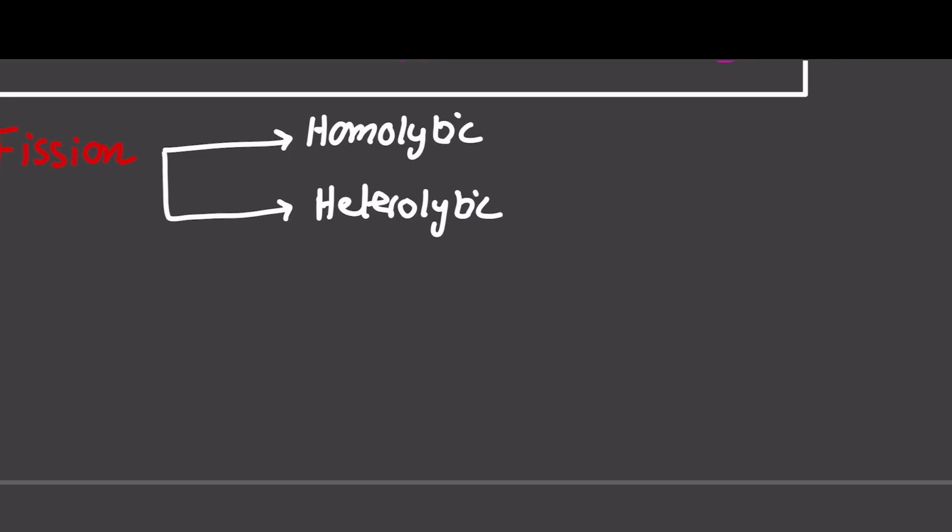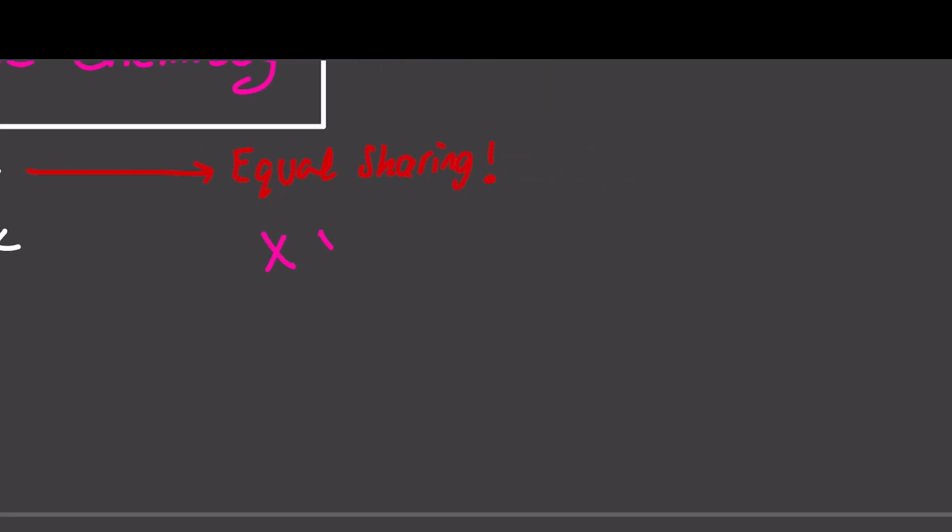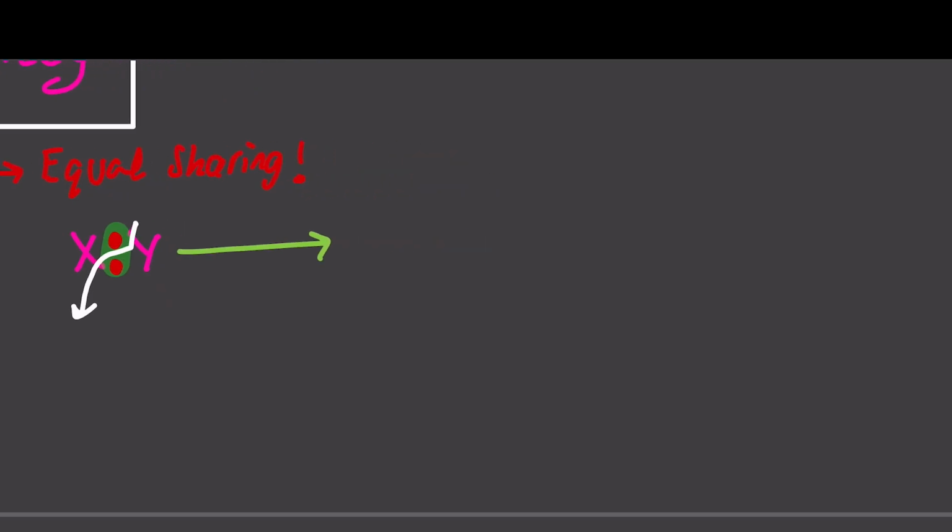Let's talk about homolytic fission first. In homolytic fission, there is going to be an equal sharing. That's the important thing. It's going to be equal. Let's look at an example. Let's talk about X and Y. Between X and Y, there's an electron cloud. Let's make it a bit easier for ourselves: that's one electron, that's the second electron. There's an electron cloud sitting in the middle, and this bond is equally broken like this. It's completely broken. It's equally broken. That's the key word.